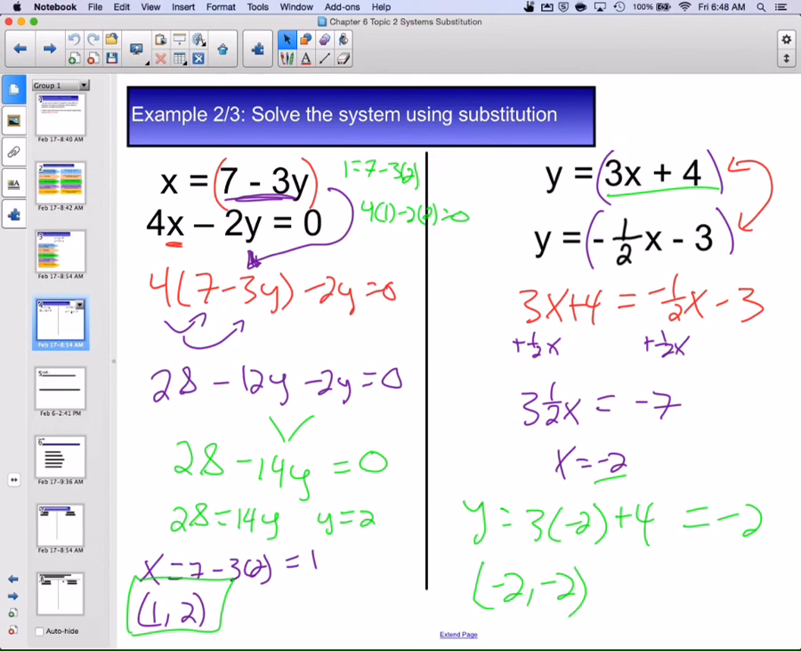A quick check to verify. I have to plug it into both y equals equations. So negative 2 equals 3 times negative 2 plus 4. Well, 3 times negative 2 is negative 6, plus 4 is negative 2. That one checks. Plugging it into the other one, negative 2 equals negative 1/2 times negative 2 minus 3. Negative 1/2 times negative 2 is positive 1, minus 3 is negative 2. That one also works. So here are both my solutions.